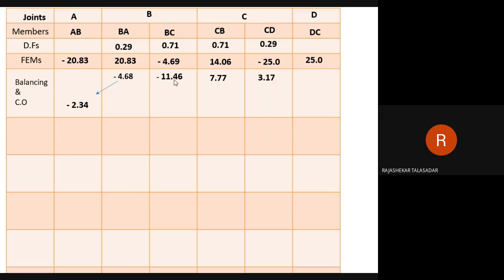Very good. Then BC, this value, where should it go? CB. Good. How much? Minus 11.46 divided by 2, or multiply by 0.5. Minus 5.73. Good. Now this value is over, this value is over. Now you come to this CB, where should it go? BC. Very good. BC, how much?